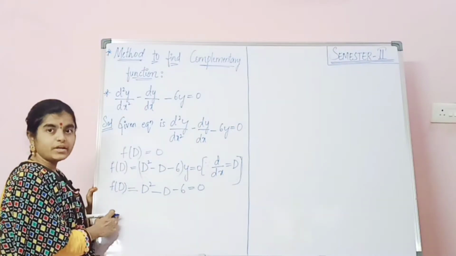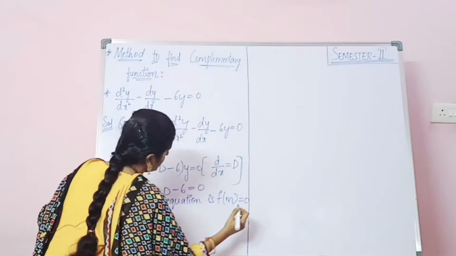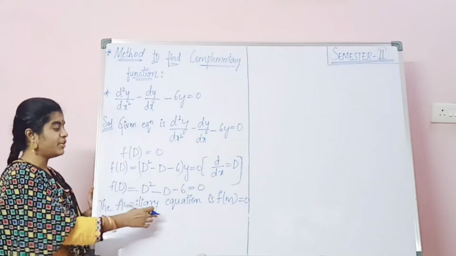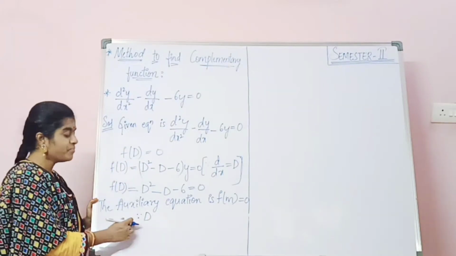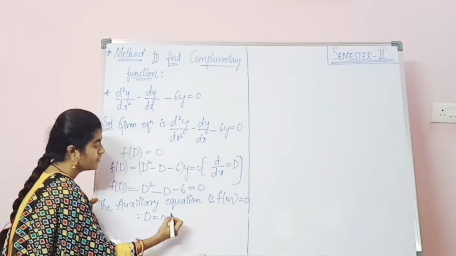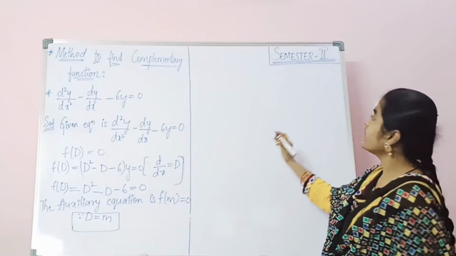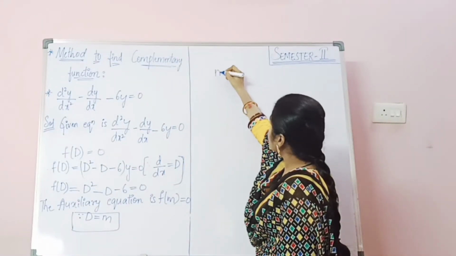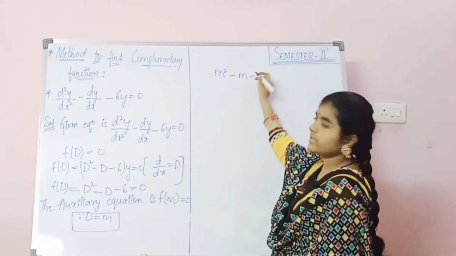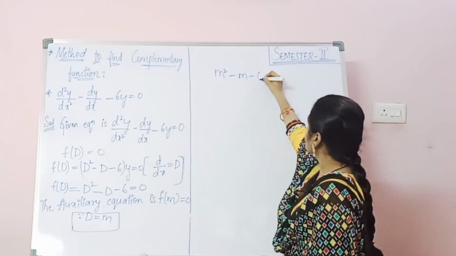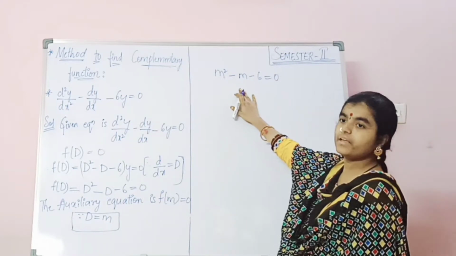Now according to step 2, we have to write the auxiliary equation. The auxiliary equation is f of m equals 0, since we substitute D equals m. In the place of D we substitute m, so this can be written as m square minus m minus 6 equals 0. This is the auxiliary equation.